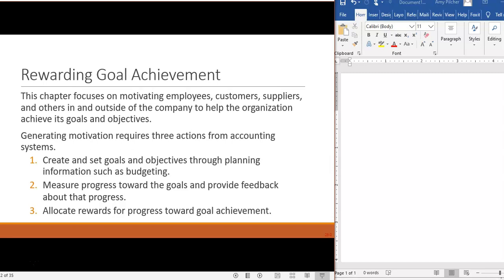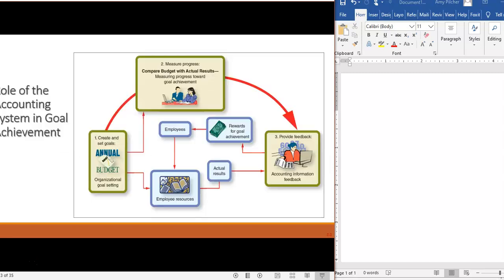So we've talked about some of the different ways that this happens through different chapters. For example, in the budgeting chapter, we talked about how we can create and set goals through our budgets. Then, in the chapter that we just had, we looked at variances against our budget, and one of the reasons that we look at our actual budgeted results is that we want to determine if we were progressing towards our goals or not, if we achieved our goals, and then provide feedback about that process. If we do achieve our goals, then we want to reward our employees for that achievement.